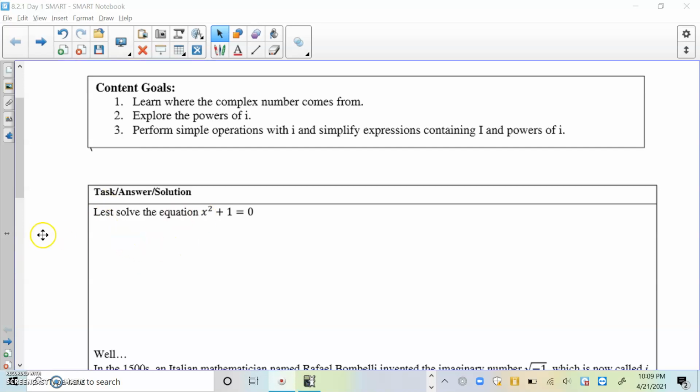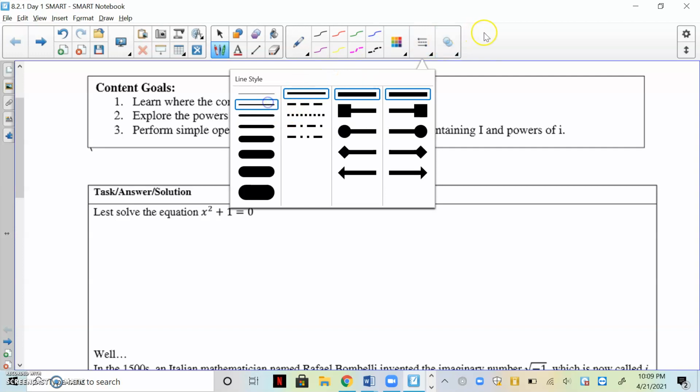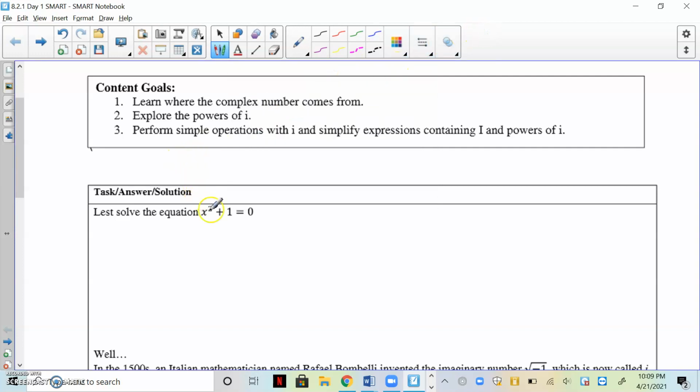If I asked you to solve this equation, x squared plus 1 is equal to 0, we would follow our usual equation solving steps, meaning get x by itself. So let's start by subtracting 1 from both sides. We have x squared is equal to -1. Then, because you want x alone, you would square root both sides. That would give me an answer of the square root of -1.